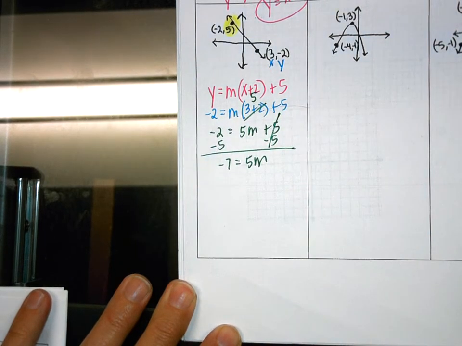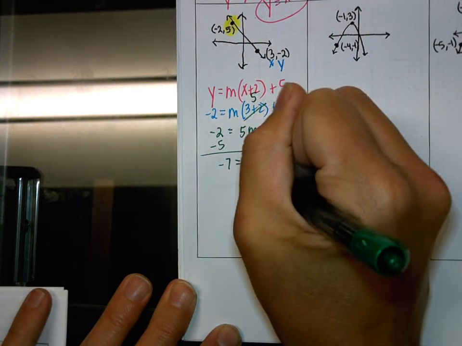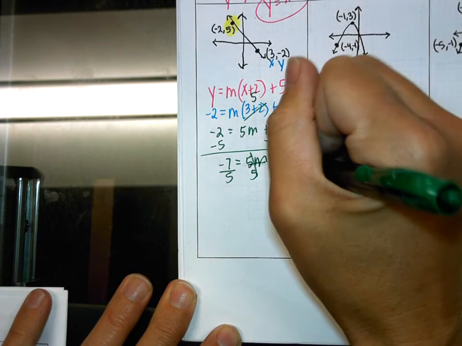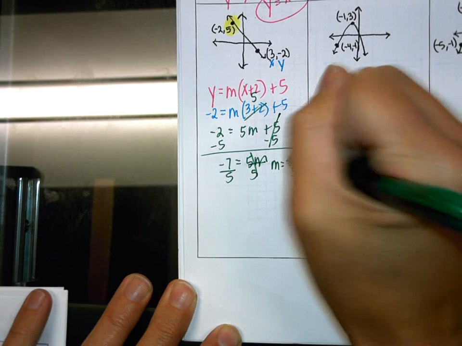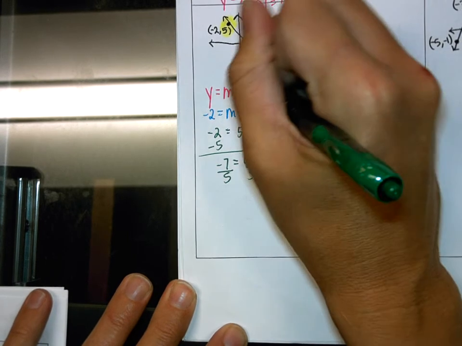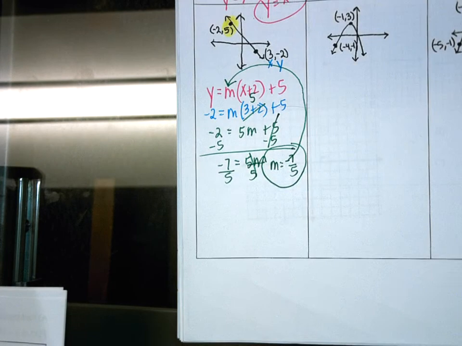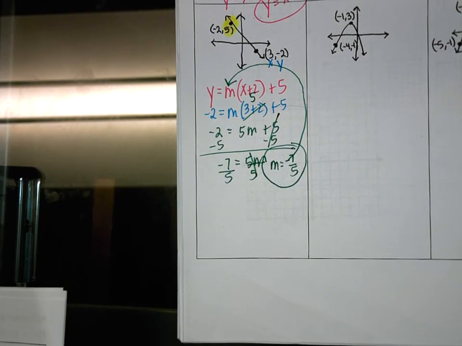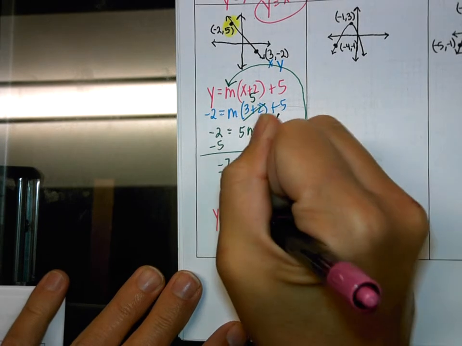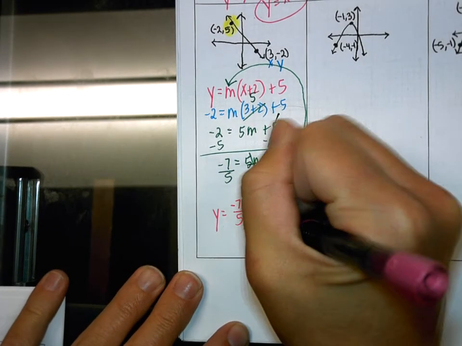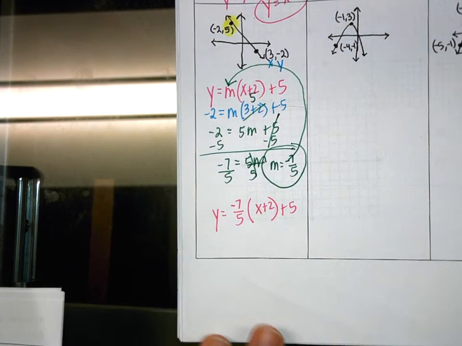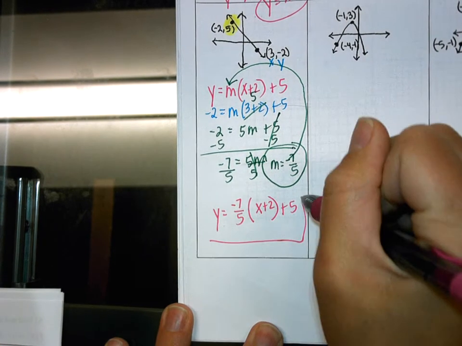Next, I will do what? Good. Divide both sides by 5. And that gives me m equals -7 over 5. So now that I have this information, I plug this back into my equation because that was the piece I was missing. And so my equation now is y equals -7 over 5 (x plus 2) plus 5. And that is my equation for my line.